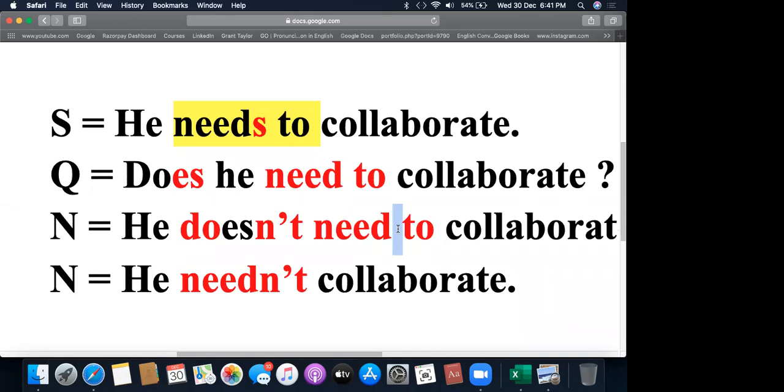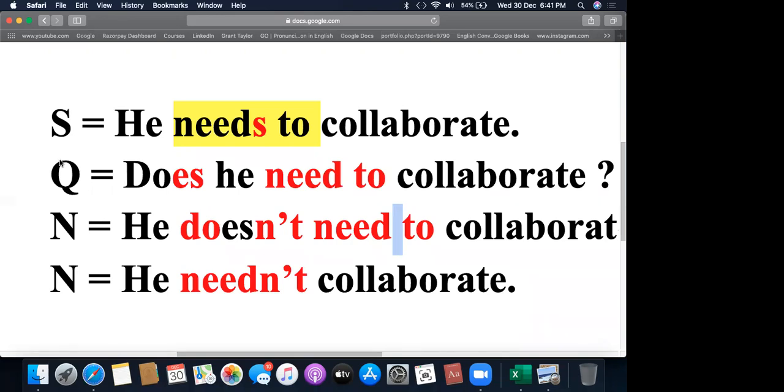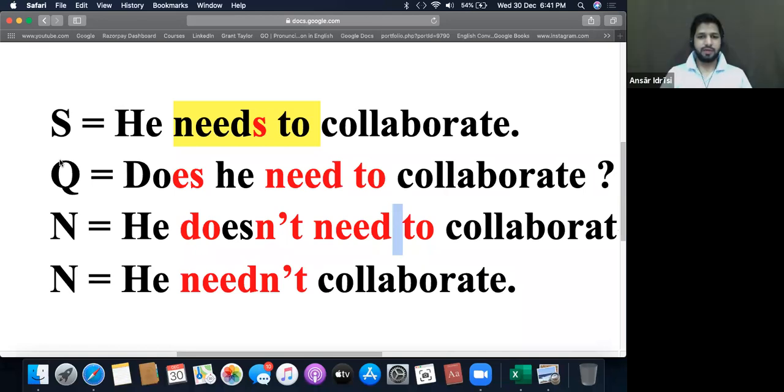She needs to hope for future. Does she need to hope for future? She doesn't need to hope for future. Very good. He needs to take leave. Does he need to take leave? He doesn't need to take leave. Very good. Can you please make some sentences with it? It needs to.